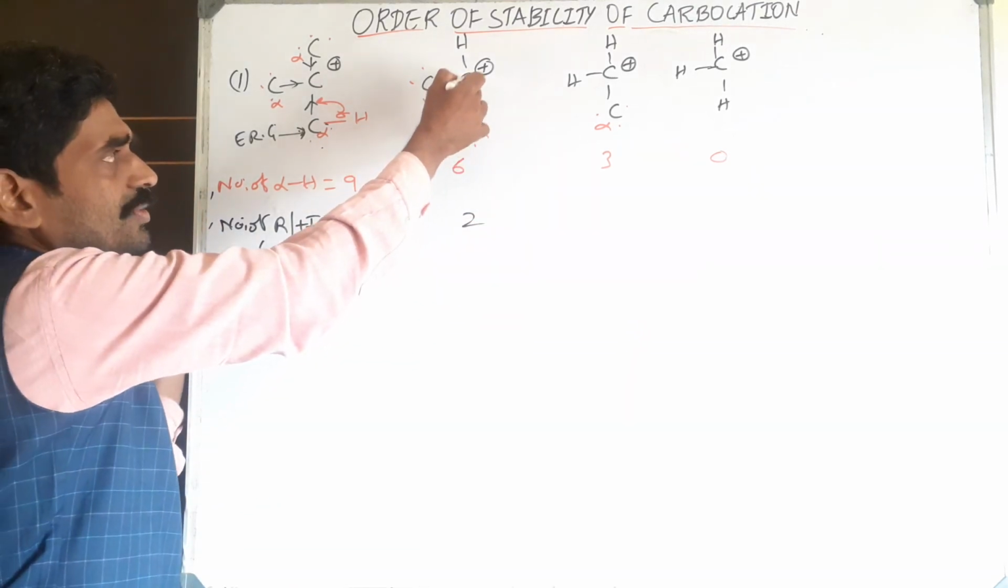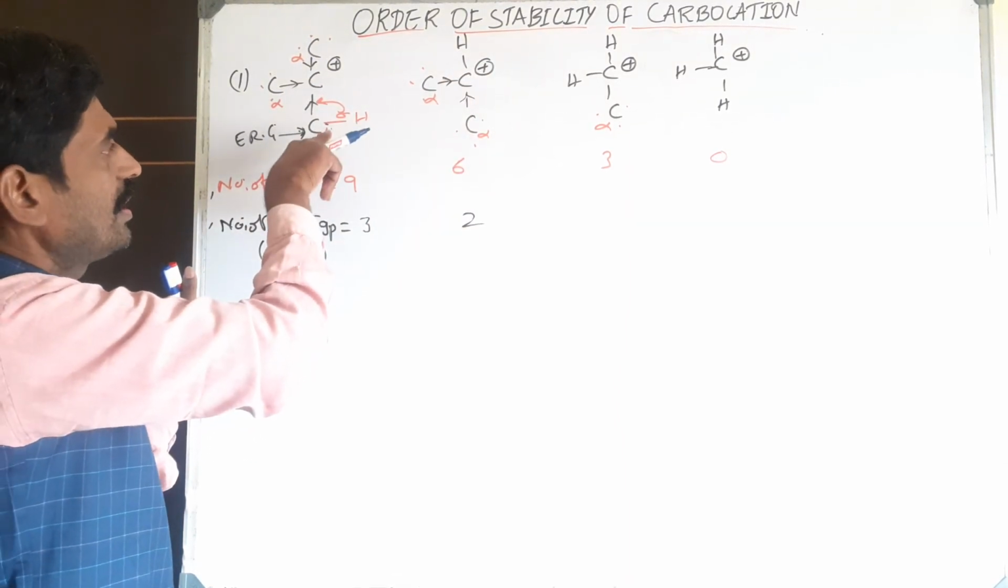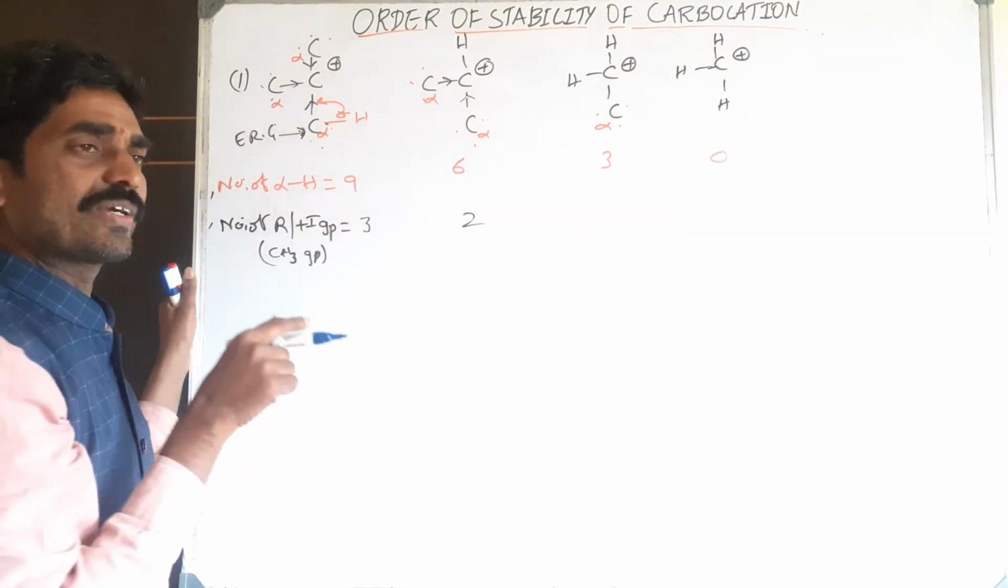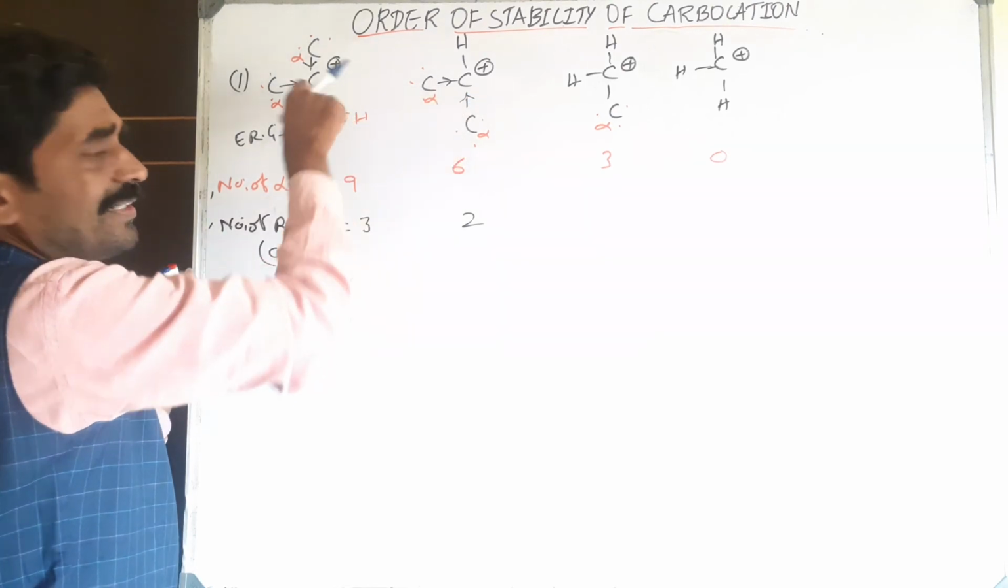This is also releasing electron to the carbocation. It is also going to stabilize. But compared to the tertiary butyl carbocation, this isopropyl carbocation has a number of plus I groups, electron releasing groups, of 2 only. So that's why it is less stable than tertiary.